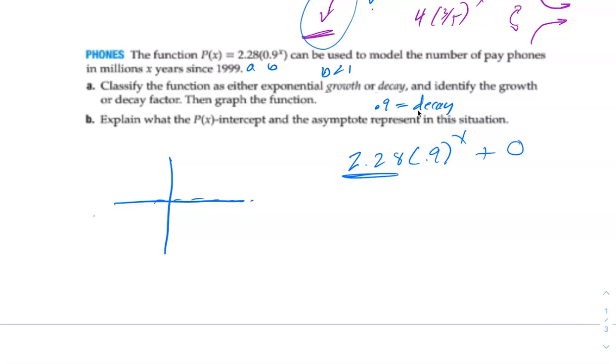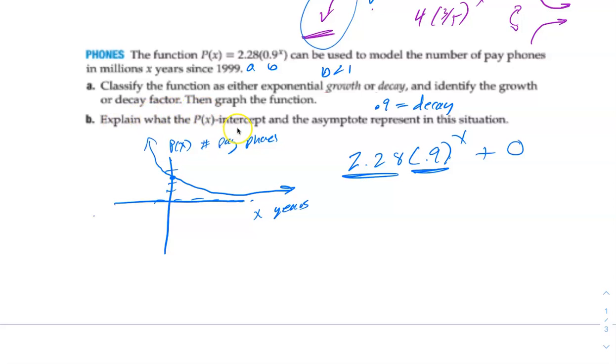My a is 2.2, so we'll go to 2.2. And it's a decay function, so it's going to go like this and go down. Like that. Right? P stands for the number of payphones. So this right here, my p of x, is the number of payphones. And this is my years. I guess it's x. So there we go. That's the graph. Again, this is a sketch.